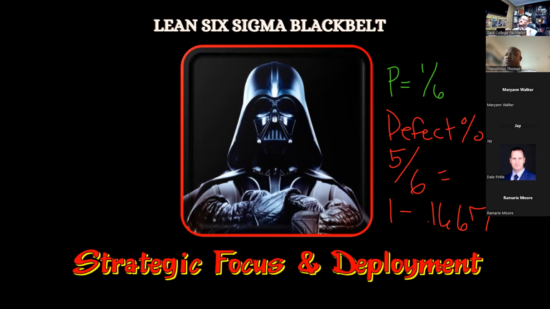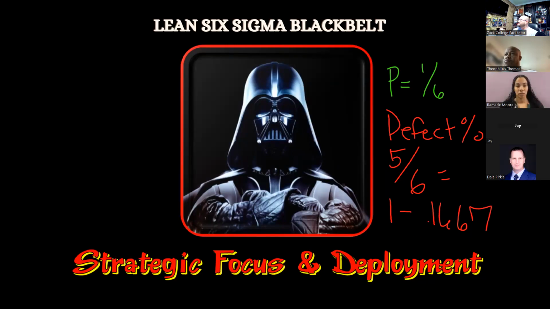So if we had a defect percentage and we said that dice that I'm rolling, I have a probability or a favorable outcome of 1 out of 6. I have a defect percentage of 5 out of 6, or we can do the fraction there. And what do we get when we turn 5 out of 6 into a probability? 83.33%.